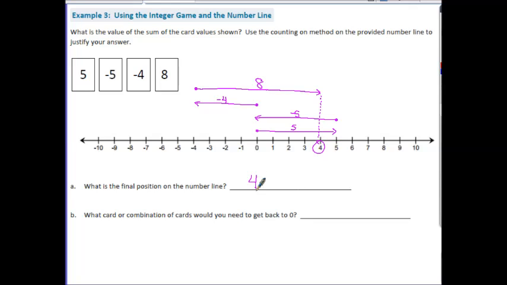Part B says, what card or combination of cards would you need to get back to 0? You'll notice that 2 of the cards we had were opposites, and they brought us back to 0. So we had a +5, and then a -5 brought us back to 0. So if I'm at 4, I would want a -4 to bring me back. But notice the question says, what card or combination of cards? And this is something you're going to want to think about when you're playing the integer game tomorrow. You could have a combination that still gives you the value of -4. So for example, if I had a -1 and a -3, when you add those two together, they're going to give you a total value of -4, so you still get the same results.